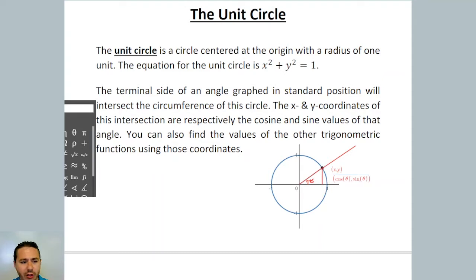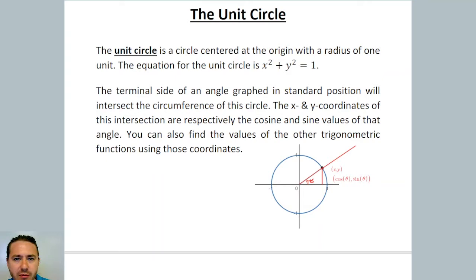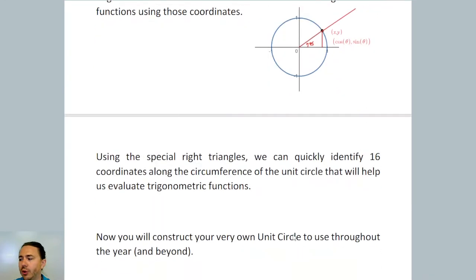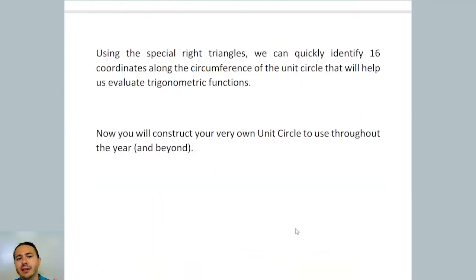You can find the values of any trigonometric function by drawing a little triangle and finding out where it hits the unit circle. So if we use those special right triangles, we can quickly identify 16 coordinates along the circumference of the circle that will help us evaluate trigonometric functions. So we're going to actually construct that right now. That's it as far as the slideshow is concerned.